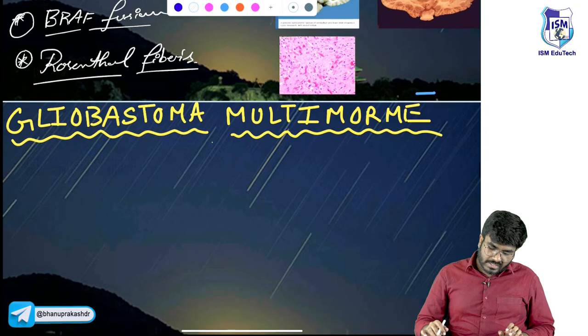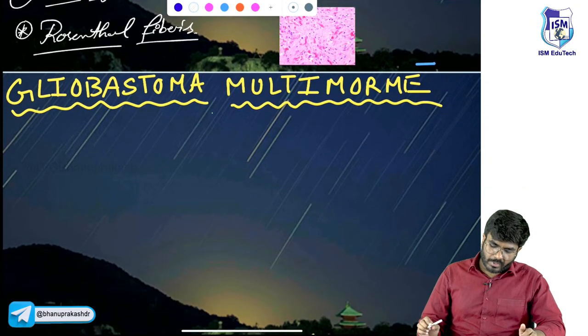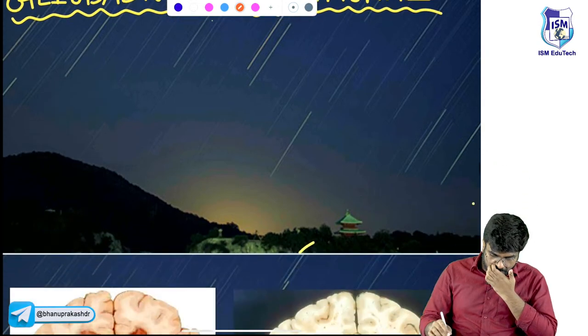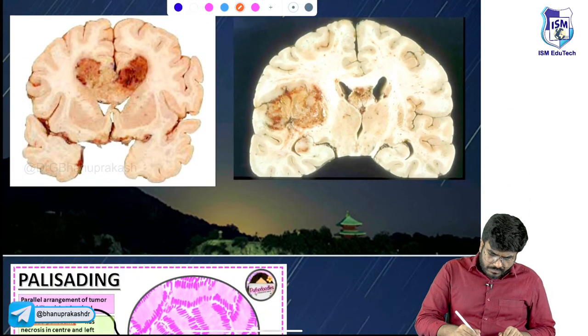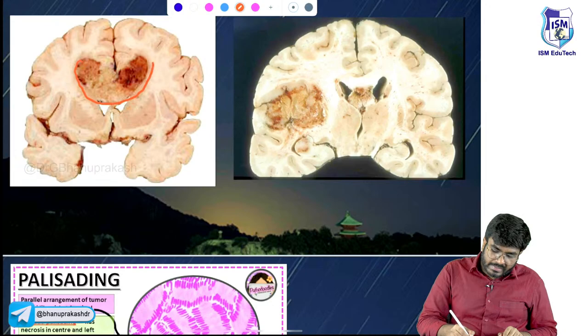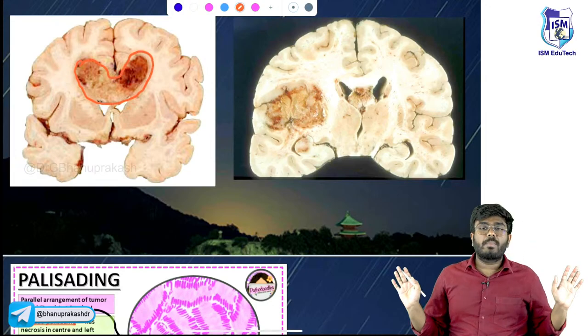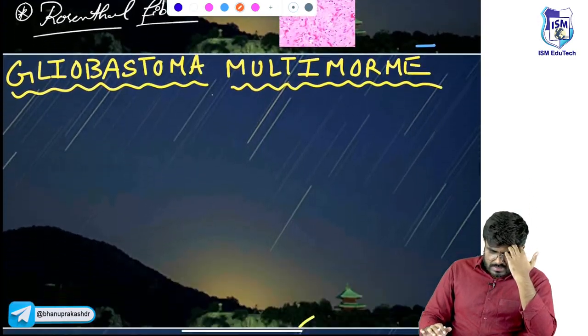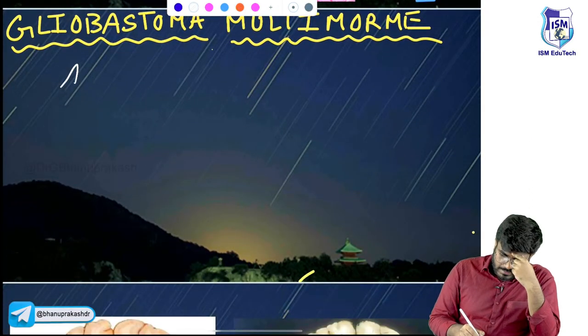But a more dangerous condition is glioblastoma multiforme. I will show you the image also. Look here. The tumor is arising in one lobe, and it can even extend into the other lobe, looking like a butterfly. So this is also called a butterfly tumor. It is seen in adults.